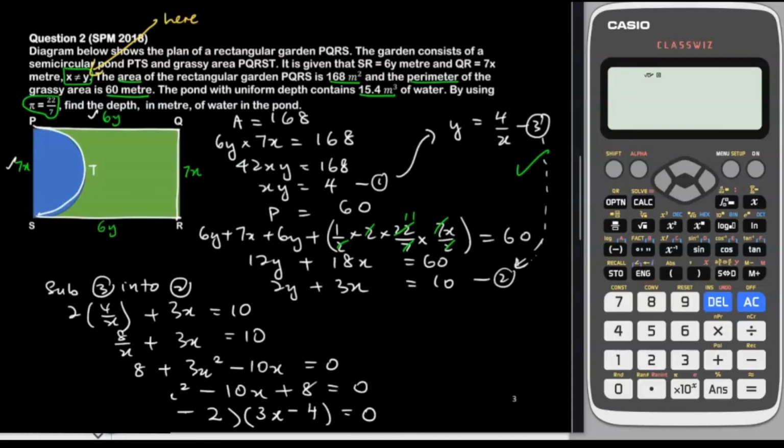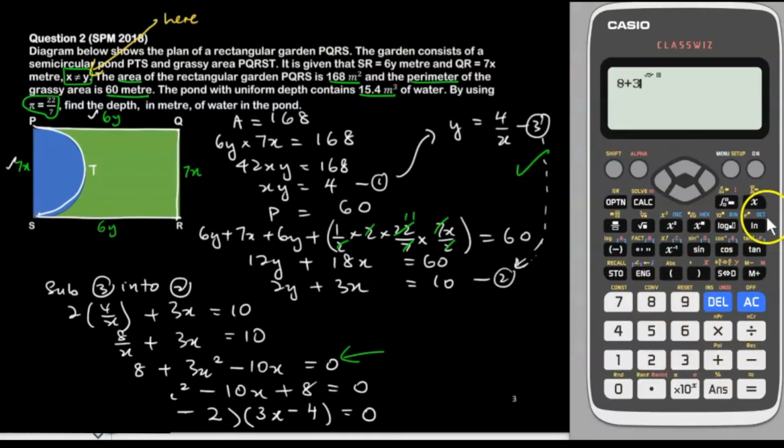Let's double check our answer using the Casio Classwiz calculator. So I'm going to key in this equation into the calculator. Press 8 plus 3x. The x button is here, and then we square it. Then after that minus 10 and then x. To press equal 0, you press alpha, calculate, and then 0.